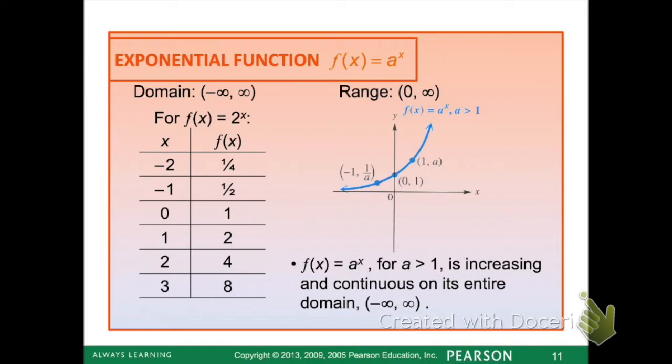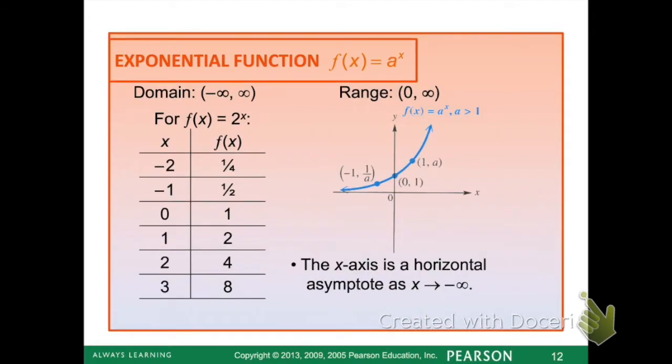Our domain is all real numbers because those arrows span all the way to the left and all the way to the right. Our range is from 0 to infinity. The lowest that my graph goes on the y-axis is 0, and then it moves up towards infinity. If I plug in -2 through 3 into my equation, I get out these y values, and I can plot them to make my graph. So notice that growth functions are increasing on the entire domain. Also, the x-axis is our horizontal asymptote.